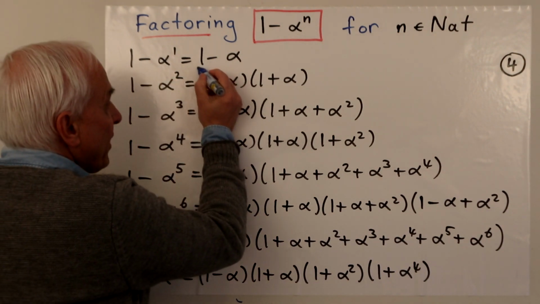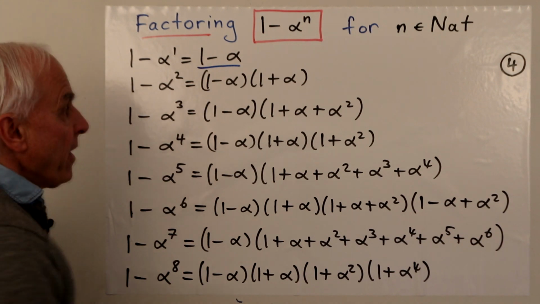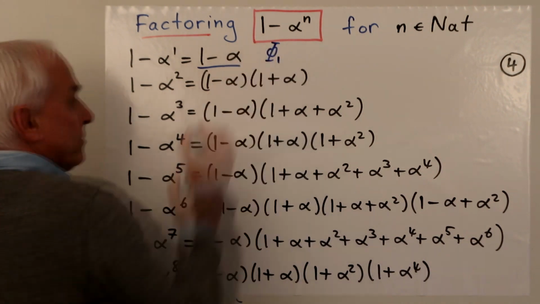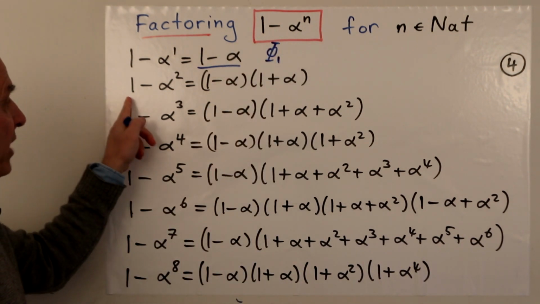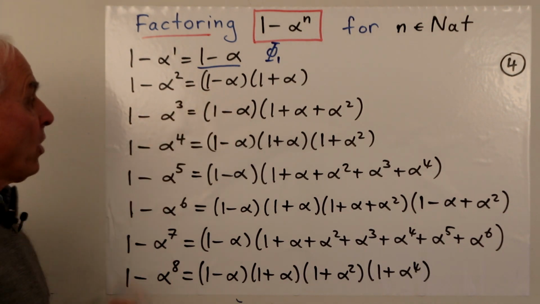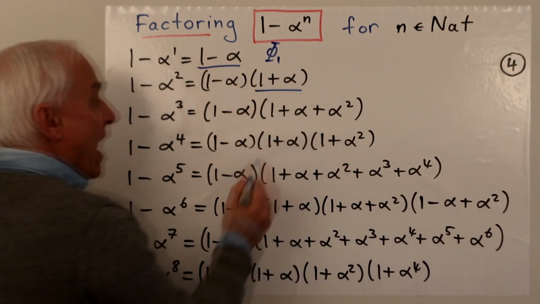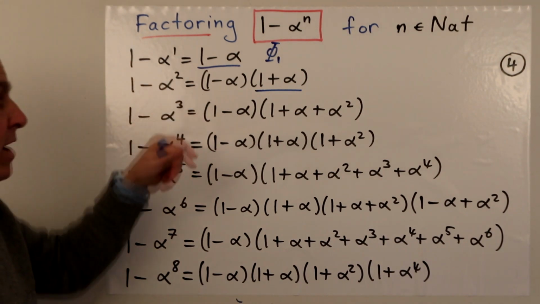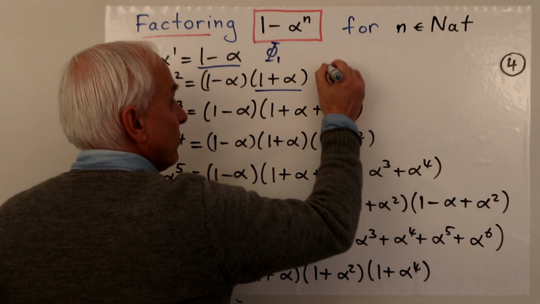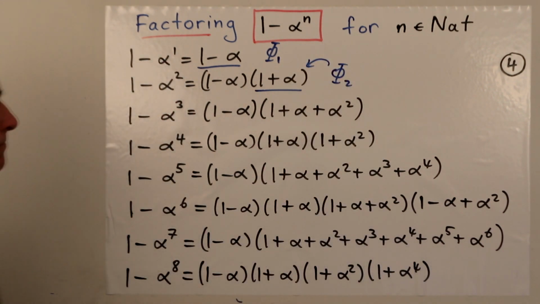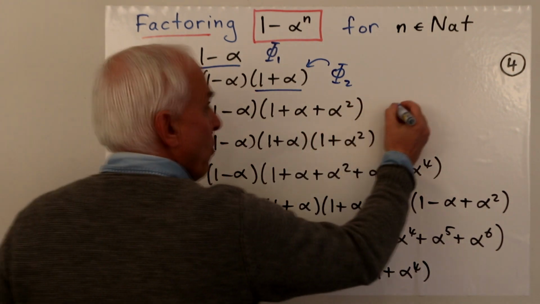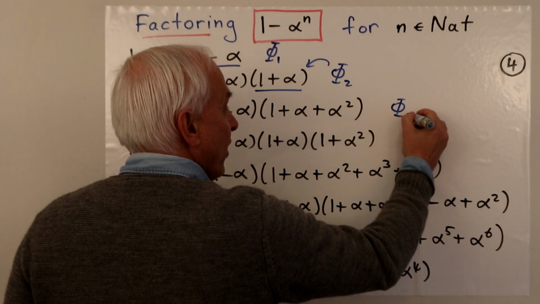Okay, so let's have a look at the cyclotomic polynumbers, starting with n equals 1. So this first thing that we get, the 1 minus alpha, that's going to be phi sub 1. And then over here with n equals 2, when we factor 1 minus alpha squared, we get one factor which we haven't gotten before, namely 1 plus alpha. So that's going to be phi sub 2. 1 minus alpha cubed, we've already gotten that factor. So this is going to be the new one. That's phi sub 3 right there.